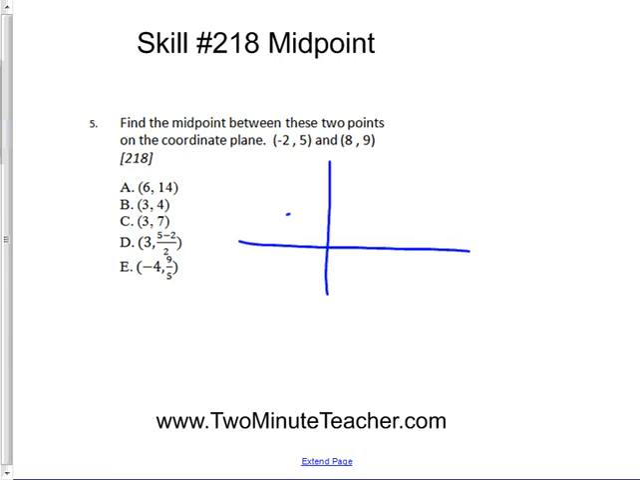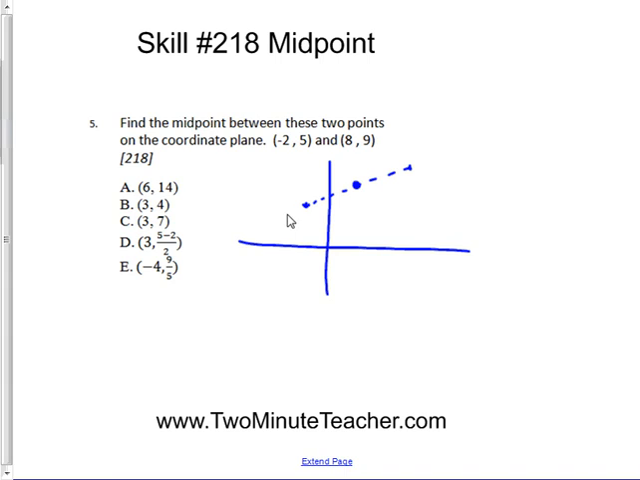Well, negative 2 comma 5 would be more like that. And then 8 comma 9 means something like that. And I've got a midpoint between these 2 points. There's a spot that's exactly halfway in between on that line. Okay? Now, how do you find it?